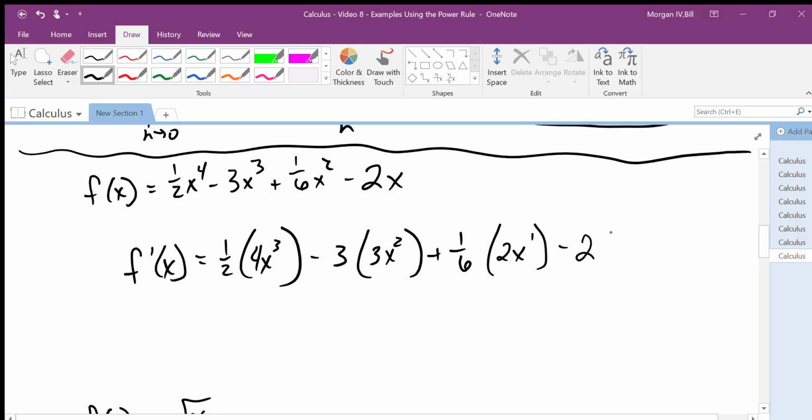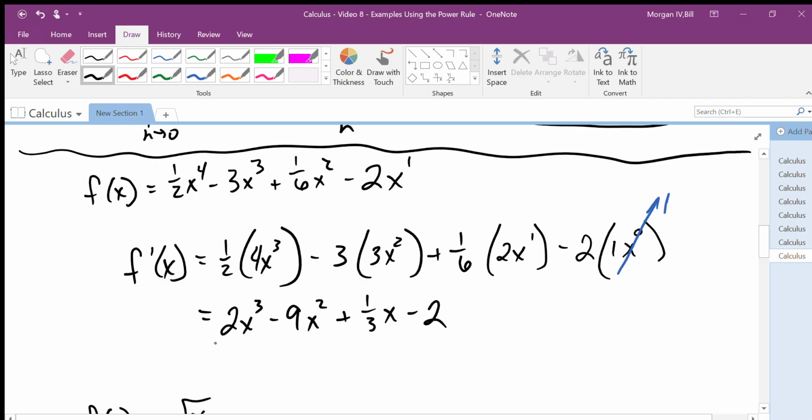Minus 2. Okay, let's talk about this one. This exponent here is 1, so I get a 1 here, and then it's x to the 1 minus 1 is 0. But what is anything to the 0 power? Except for maybe 0 or infinity, anything to the 0 is just 1. So that's just x to the 0 is 1 here, and we get an answer of 1/2 times 4 is 2, 2x cubed minus 9x squared plus 1/3 x minus 2.